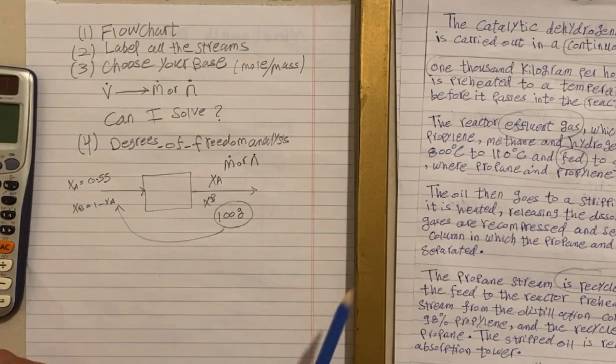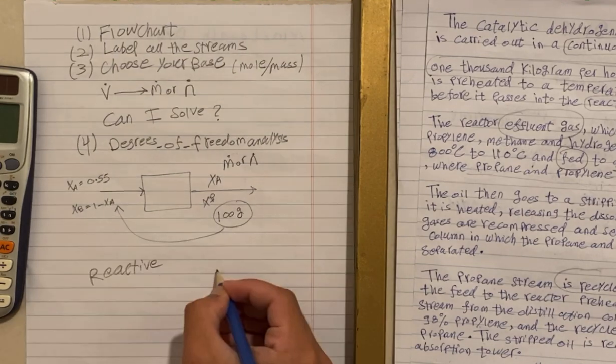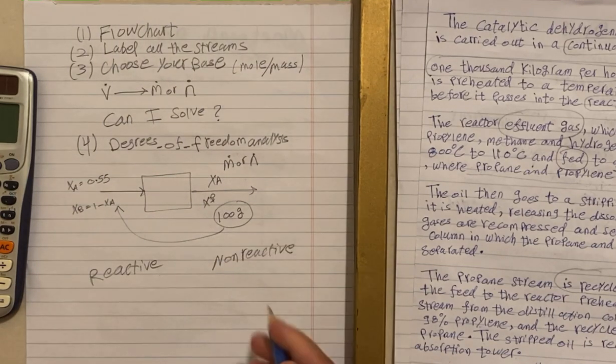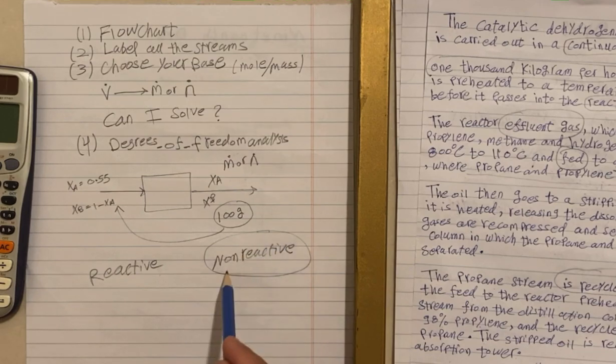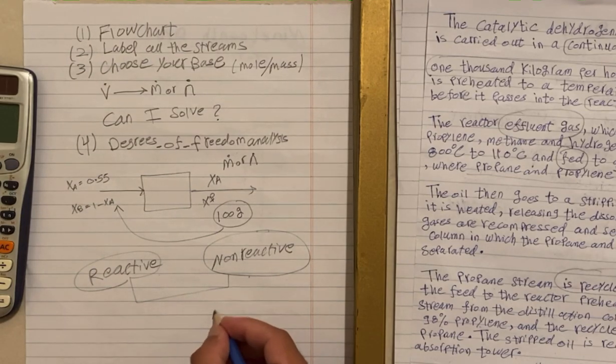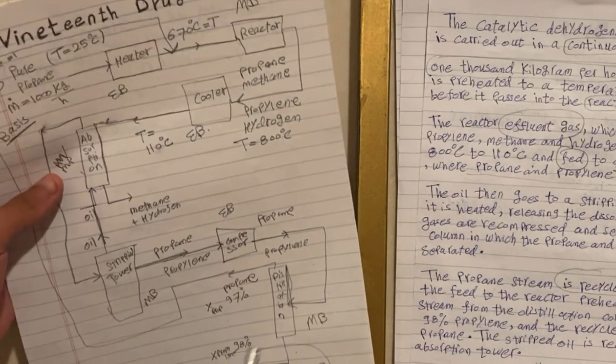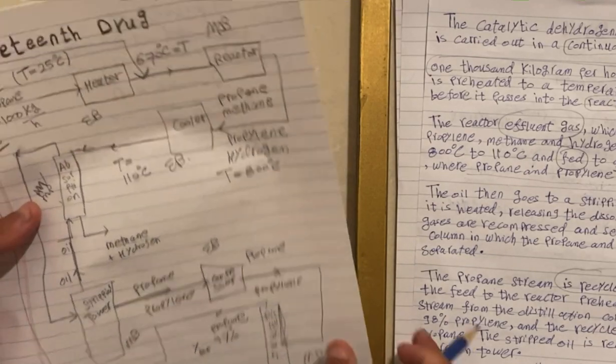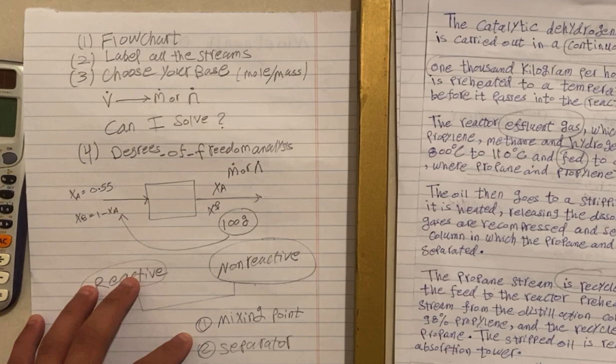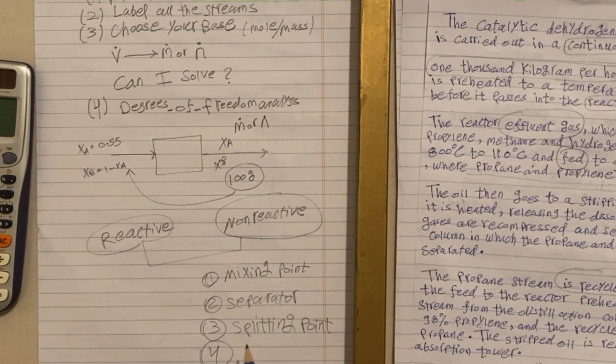And as you know already, material balance is divided to 2 types. We have the reactive system and non-reactive system. We will start with this one, and then we will move on to the reactive system. And the non-reactive system includes the mixing, separator, like the distillation column. This was a type of separator, splitting point, and we will see what the future will hold.